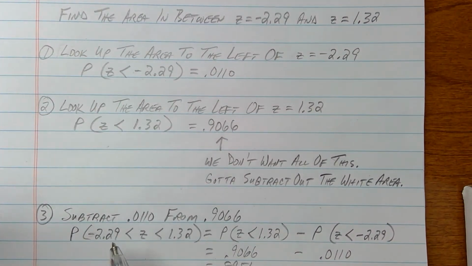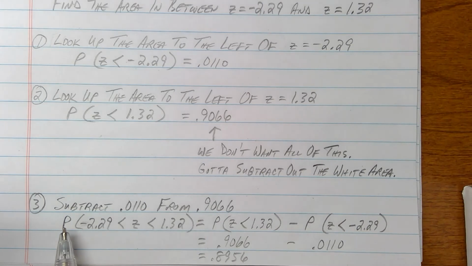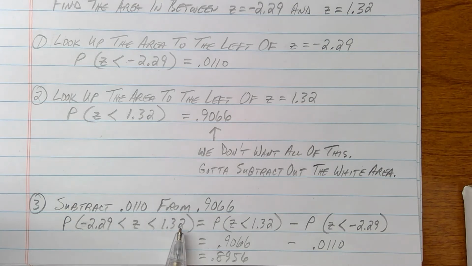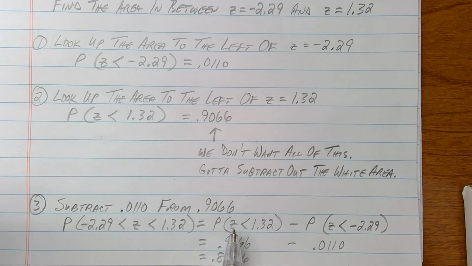All right, so here's all the notation. It's a little confusing, but you'll get it. The probability that somebody scored between negative 2.29 and 1.32 is the probability that somebody scored less than 1.32, that's the 0.9066, minus the probability that somebody scored less than negative 2.29, that's the 0.0110. And you subtract them and you end up with 0.8956.